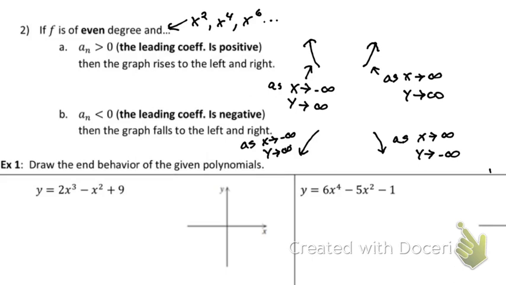Once again, these are just the ends. I don't know what happens in between. If this was a square, it might look like that. If it was to the fourth, it might make a W. If it was to the sixth, it might make a crazy thing like that, so on and so forth. But all I know is what the ends do. As x goes to negative infinity, y goes to negative infinity.